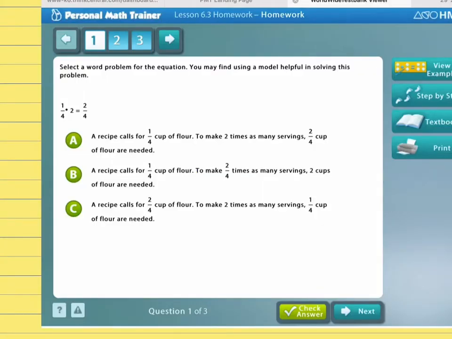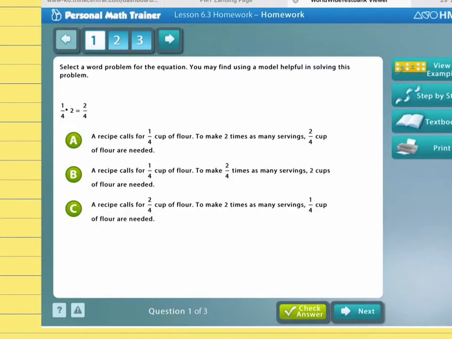Select a word problem for the equation. You may find using a model helpful. It always is. So you have 1/4 times 2 is equal to 2/4. So what you need to do is you are multiplying 1/4 2 times. So let's read it that way. 1/4 2 times will equal 2/4. So which one of these answers, A, B, or C, reflects 1/4 2 times?